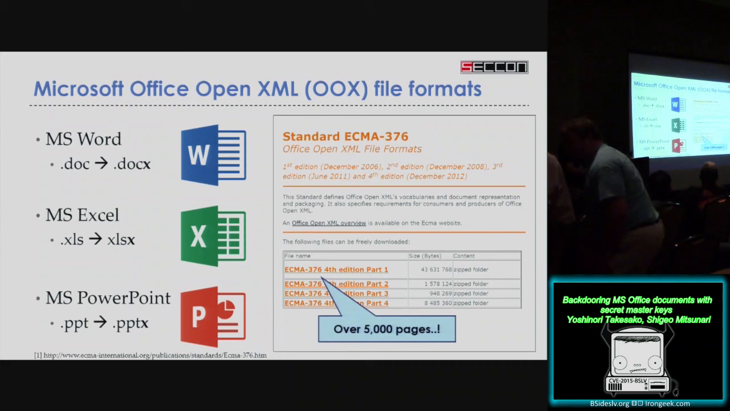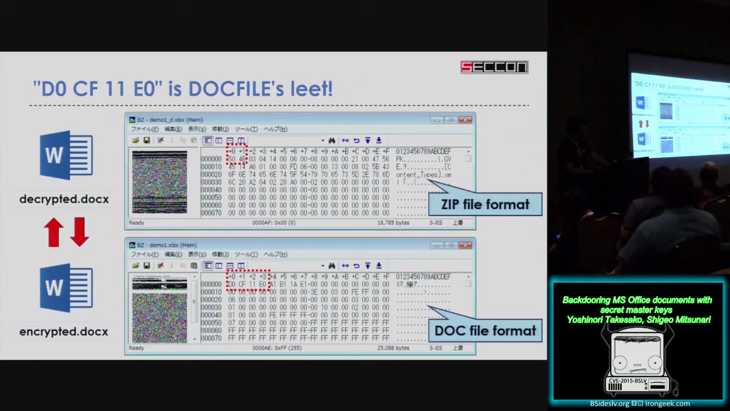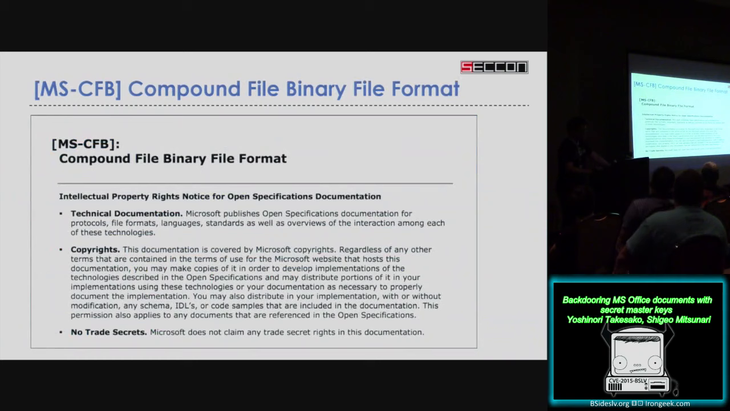However, when you encrypt the docx file, it becomes an old classical doc file format. This encrypted docx file has a docx suffix, but it is not a zip archive file. You can see the file hex dump header D0CF11E0, which is the doc file's magic number. The classical doc file format has been standardized as MS-CFB. This specification documentation was opened by Microsoft. I think it is a great job.